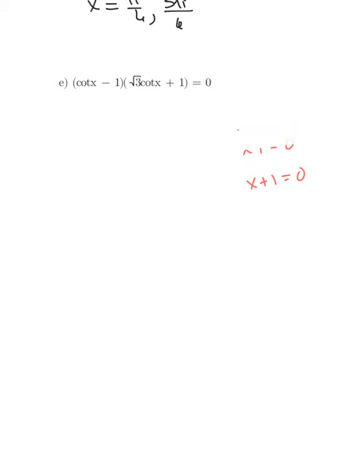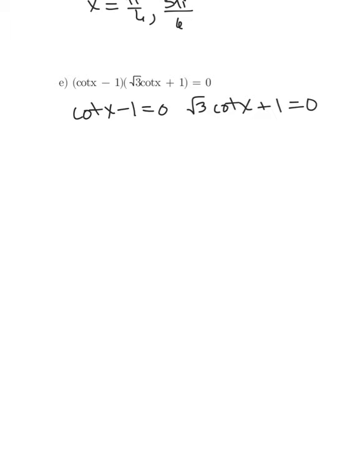So we are going to take each of those quantities and set them equal to 0. So we're going to do the cotangent of x minus 1 equals 0 and square root of 3 times the cotangent of x plus 1 equals 0. What this does is just give us 2 equations that we have to solve. On the left-hand equation, we just need to add 1 on both sides and it will be solved. So cotangent of x equals 1 is our first.